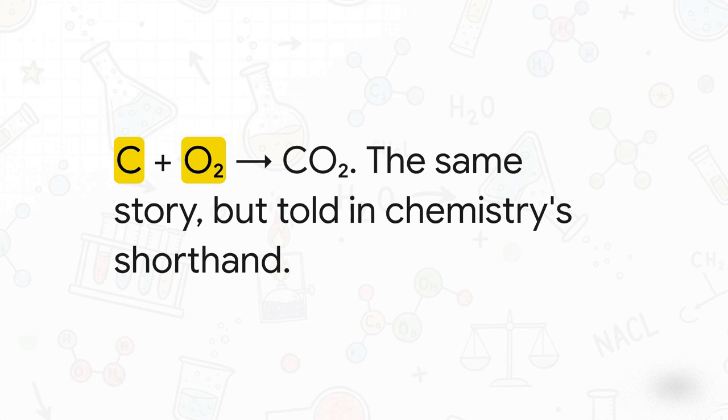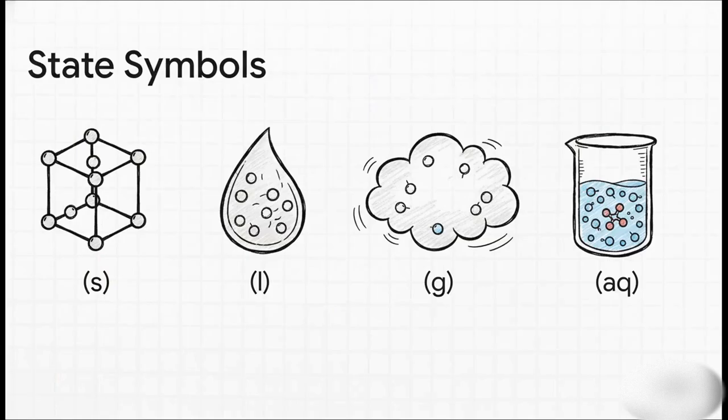But you know, chemists are all about efficiency, so we use a symbol equation. It's the exact same story, just told in chemistry's shorthand. Carbon becomes C, oxygen becomes O2, remember it's diatomic, and carbon dioxide becomes CO2. This is the language that chemists actually speak. To make our sentences even more descriptive, we add state symbols. Just think of this like punctuation. A little S for solid, a little L for liquid, G for gas, and AQ for aqueous, which simply means it's dissolved in water. These tiny little letters add a ton of really important information.